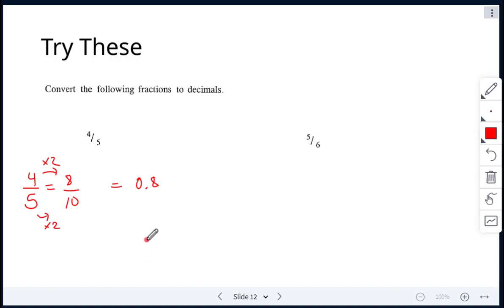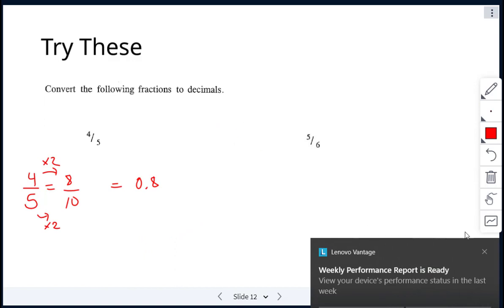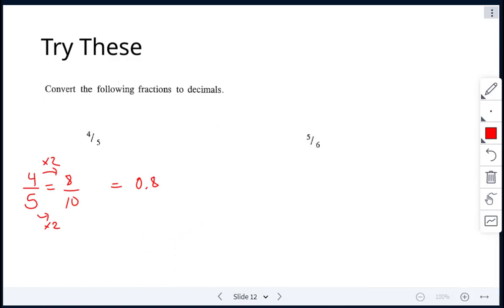You could have also done division, where you take 4 and divide by 5. Okay, so you can do this as well. All right, 0, and then 5 times 8 gives the 40. So either way, your answer is 0.8.